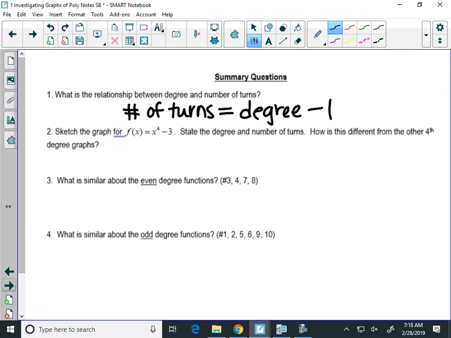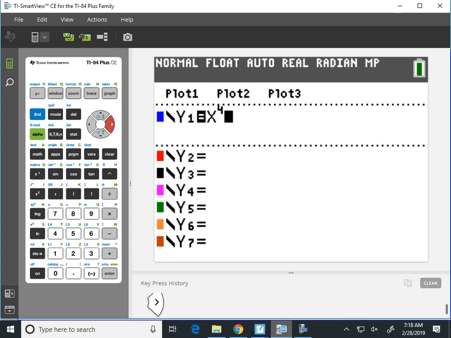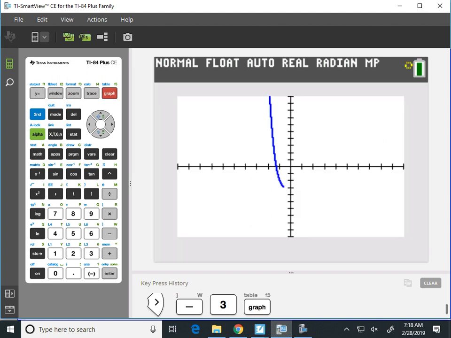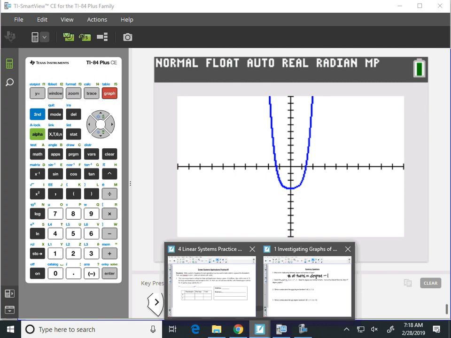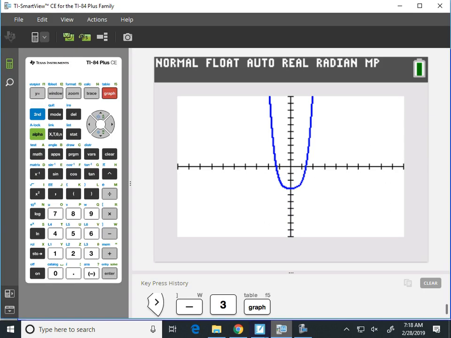Now, number 2, because we're going to edit number 1 in a minute, says sketch a graph for x to the 4th minus 3. So let's look in our calculator. So let's sketch x to the 4th minus 3. Now when I look at this graph, oh, that one looks different than our other x to the 4th pictures. And I'm going to draw this one real quick, and then we can talk about it. So this graph kind of looks like a parabola there with a really wide bottom.